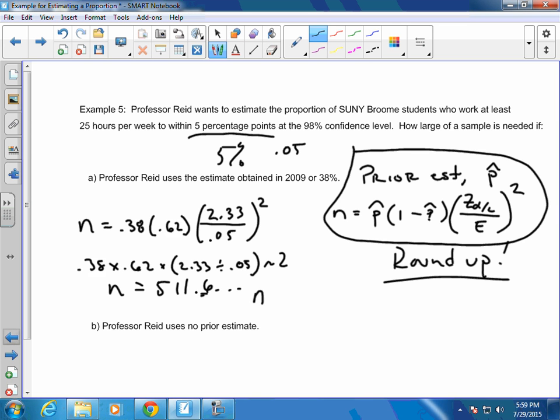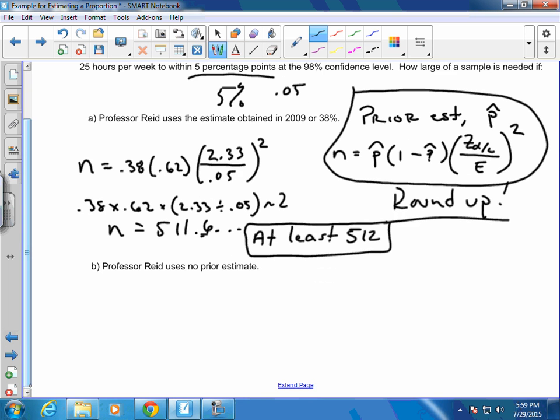It has to be at least 512 people here that have to be surveyed, which is problematic. Usually you want less than 5% of your population. 512 SUNY Broome students would be more than 5% of our population. But, oh well, we get 512 as our result.